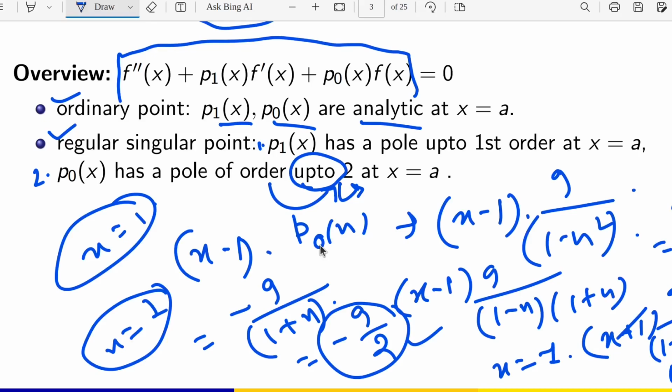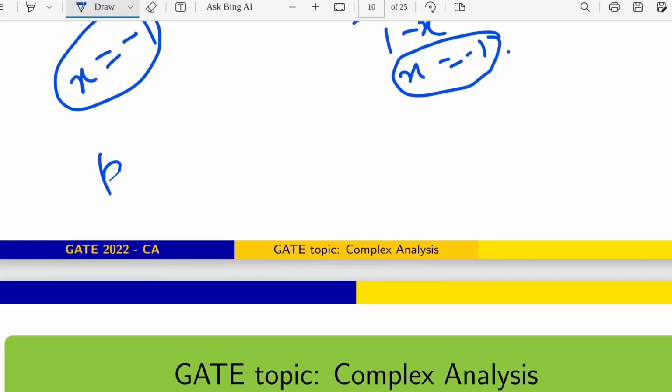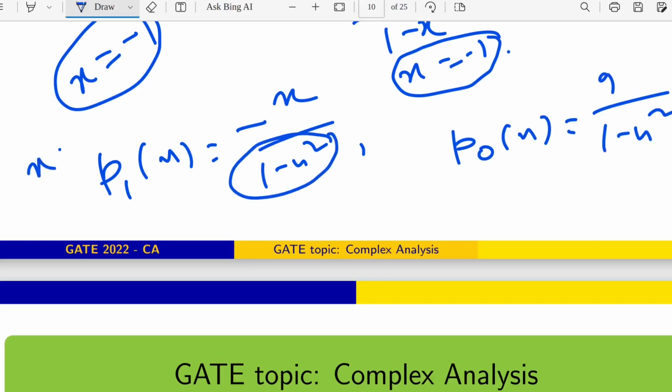Okay, let me tell you the expression again. You can see that P1(x) is minus something x over 1 minus x square, and P0(x) is 9 by 1 minus x square, right? So obviously from that expression you can see that x is plus 1 or minus 1. So from that expression I can directly tell that plus 1 or minus 1 should be the singular point. But which one is the regular singular point, that I have to check. So for checking this we have to calculate the first order and second order pole.